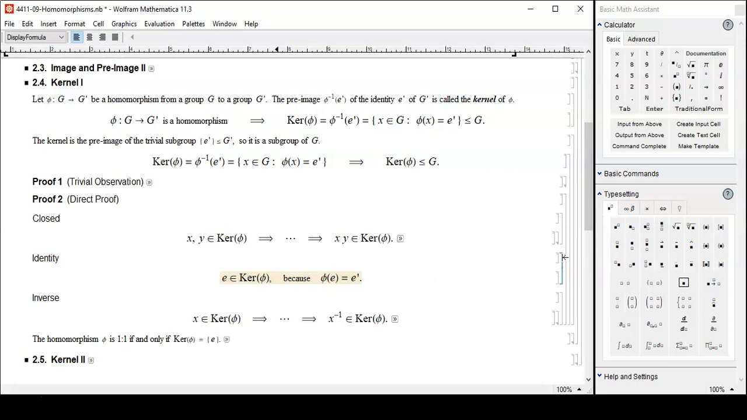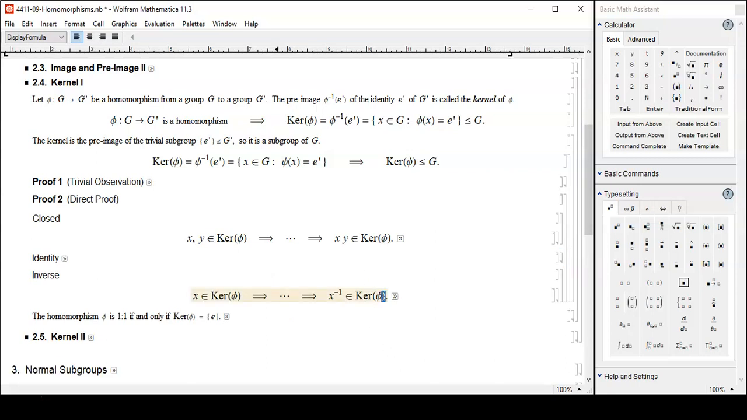Next easiest, the inverse. Here we have to consider two elements. Here I have to consider only one element. So okay, how do I prove that? What do you mean by x belongs to the kernel of phi?